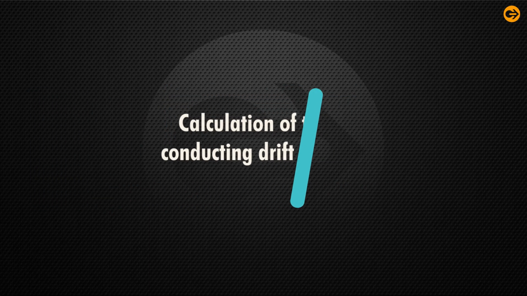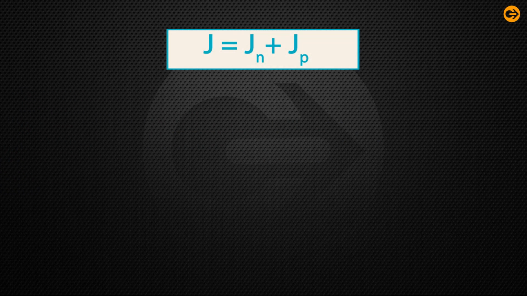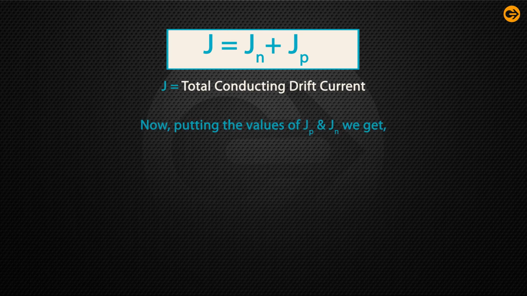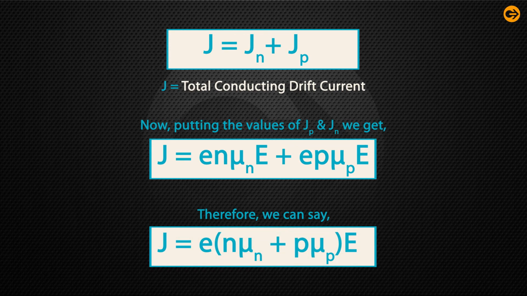Now, the calculation of total conducting drift current. The total conducting drift current due to electron and hole is J = Jn + Jp, where J is the total conducting drift current. Now, putting the values of Jn and Jp, we get J = e n mu n E + e p mu p E. Therefore, we can say J = e (n mu n + p mu p) E.